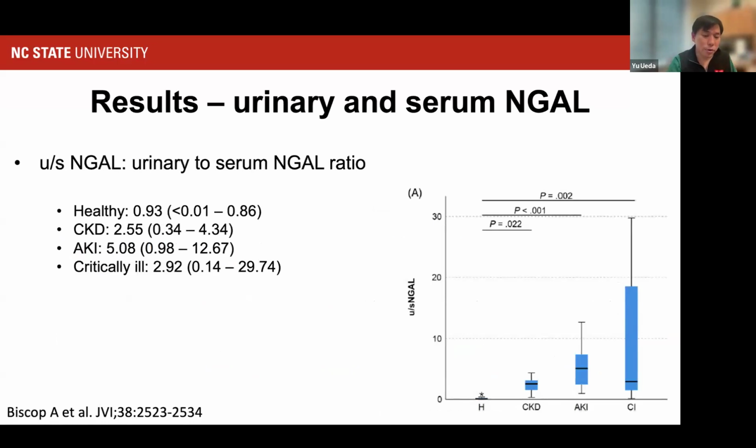What about some other new variables of NGAL? This is the urine to serum ratio of the NGAL, and these numbers are significantly higher in the CKD, AKI, and critical illness group patients compared to the healthy control group.